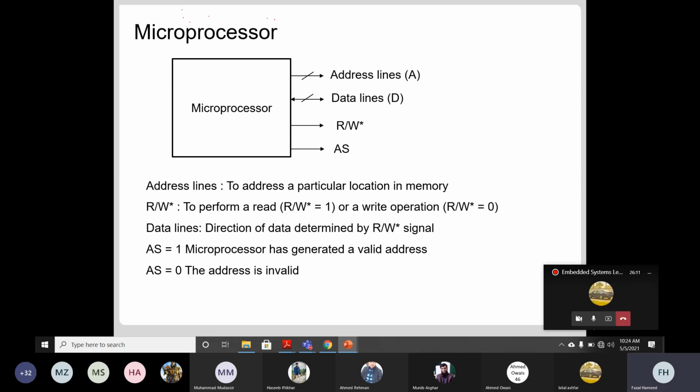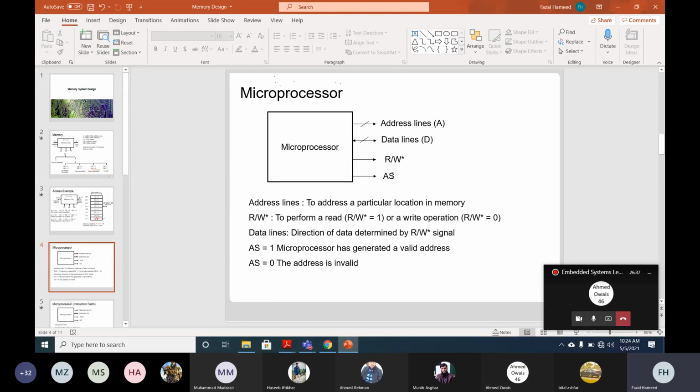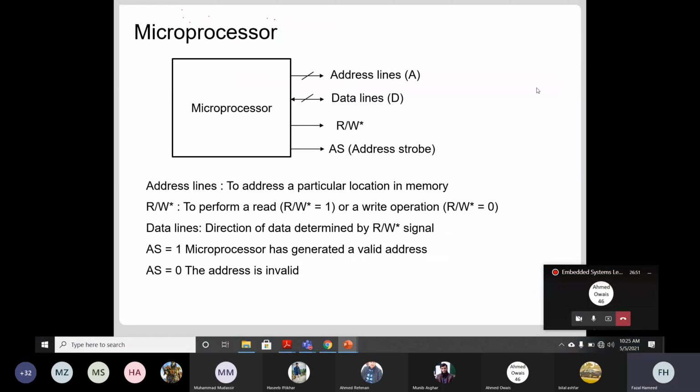Now there is one another signal that is called AS. What does AS stand for? Anybody? It means A stands for address strobe. So I'm writing it: A stands for address strobe.